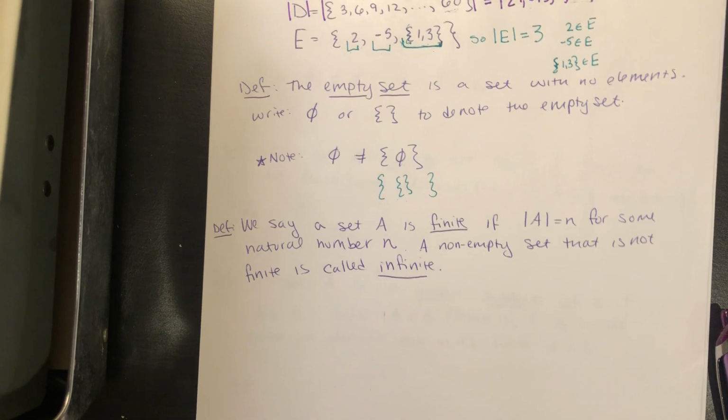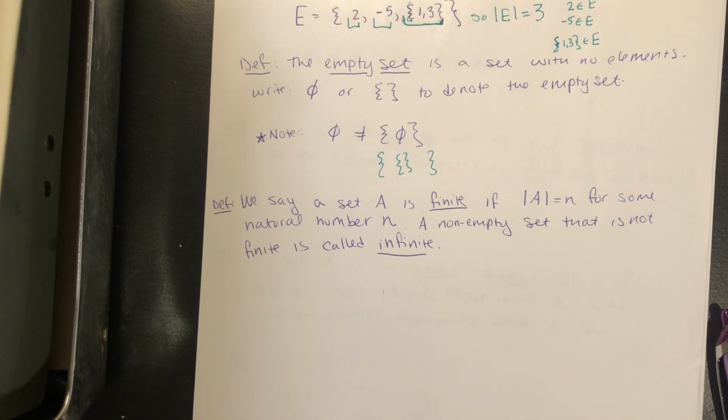Okay, now our last definition is, what does it mean for a set to be finite versus infinite? Because we said on the last page that some sets are infinite. So we say that a set is finite if the cardinality of that set is equal to n for some natural number n. So as long as there's some natural number that describes how many elements are in that set, then we say that that set is finite. And if your set is not empty and also not finite, we call it infinite.